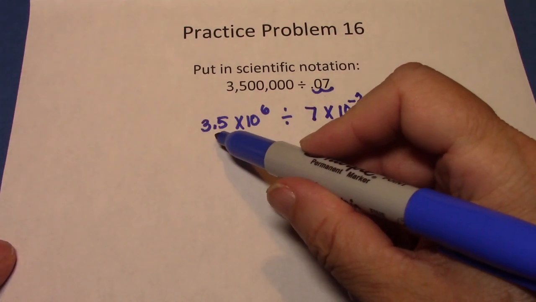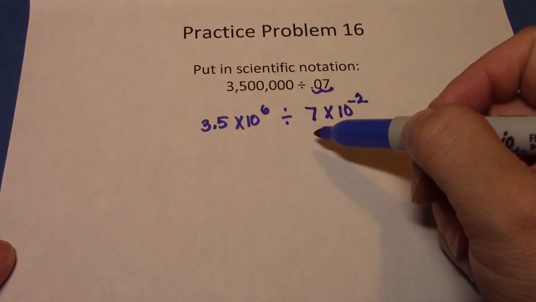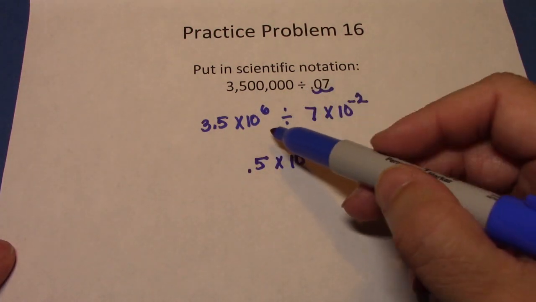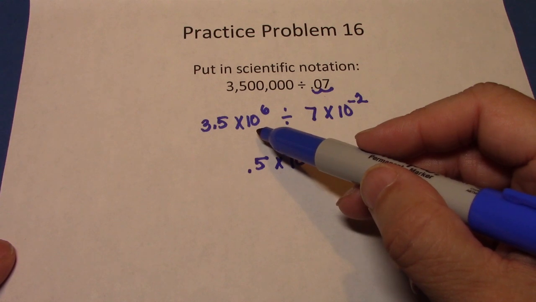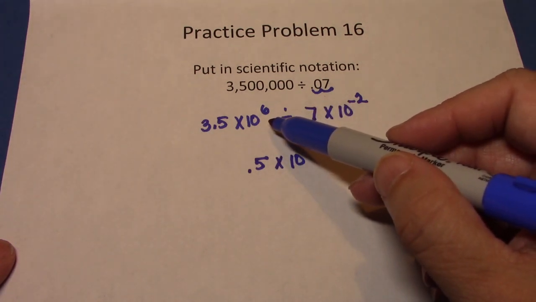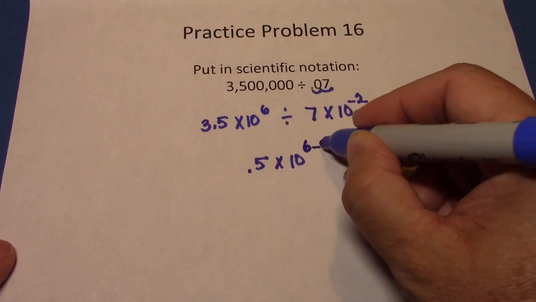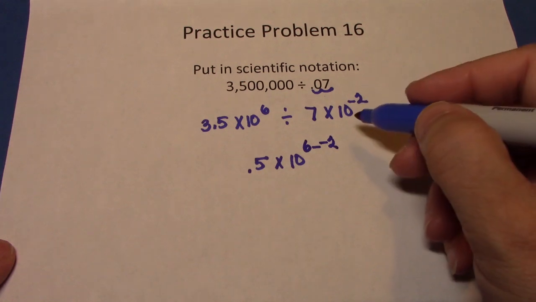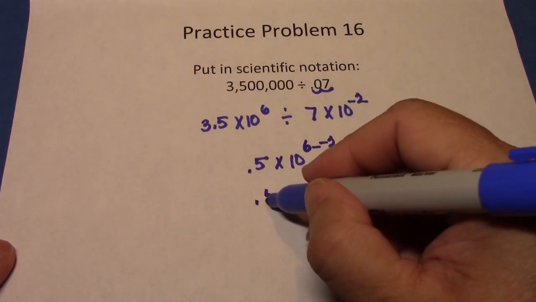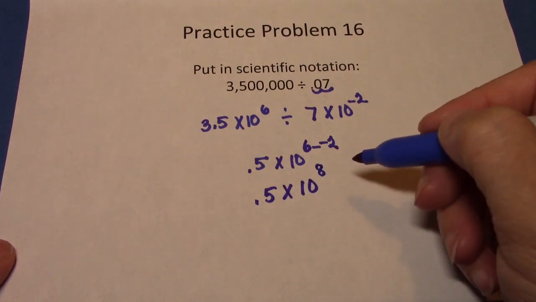Now we just divide 3.5 by 7, and we'll find out that that actually goes in 0.5 times. Now we're dividing common bases of 10, so we are going to subtract the exponents. So that would be 6 minus negative 2. 6 minus negative 2 is the same as 6 plus 2, so we have 0.5 times 10 to the 8th.